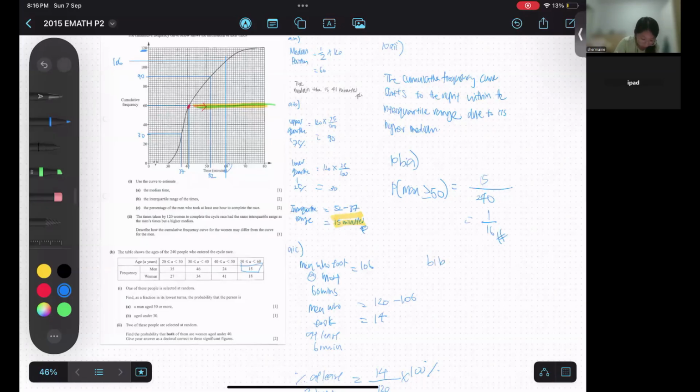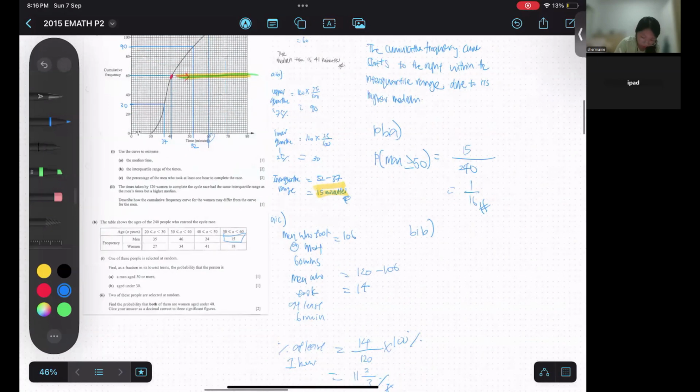So for aged under 30. Okay, it is just one person out of 240. Age under 30 would be this. So you have 35 plus 27. Since the question didn't specify man or woman, you can just pick from the pool of both men and women. So you have 35 plus 27 is 62. 62 divided by 240, you have 31 over 120.